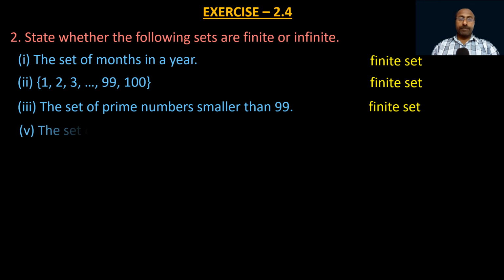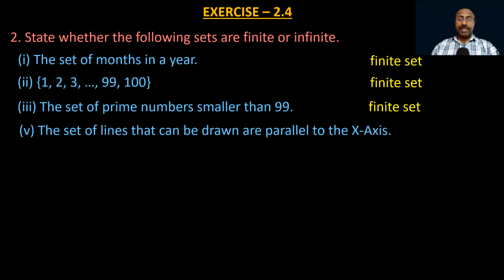Take the fourth one, the set of lines that can be drawn parallel to the x-axis. So in the coordinate plane we can draw infinitely many lines which are parallel to the x-axis. So the set of lines which can be drawn parallel to the x-axis is an infinite set, because we can draw infinitely many lines parallel to the x-axis, on the upside of the x-axis and the downside of the x-axis.